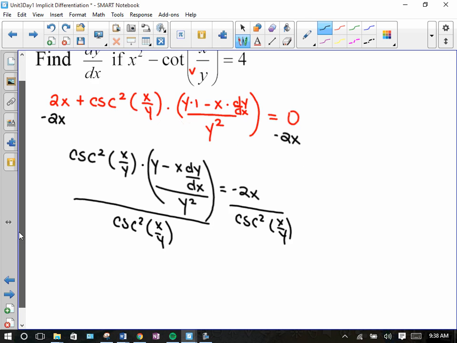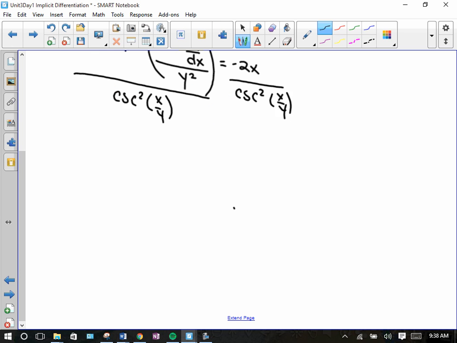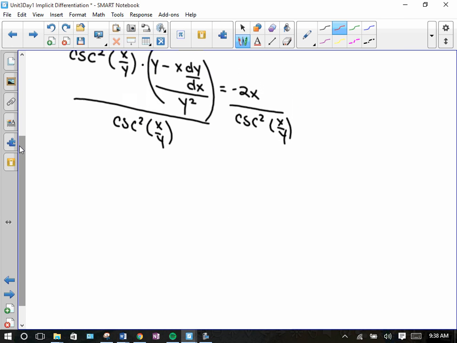Alright. So, at this point, we have (y minus x times dy/dx) divided by y squared. That whole thing is equal to negative 2x divided by cosecant squared of x divided by y. And the next thing that we would like to do is here, you tell me what you want to do, I tell you if you're allowed to.